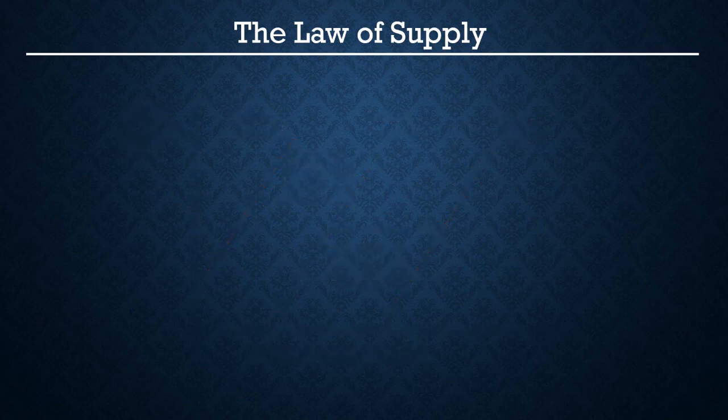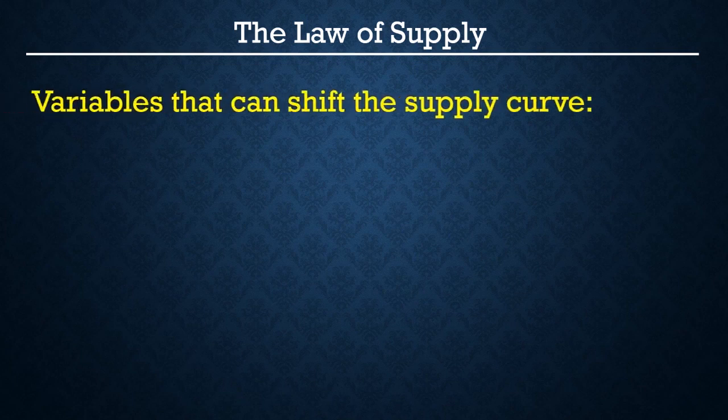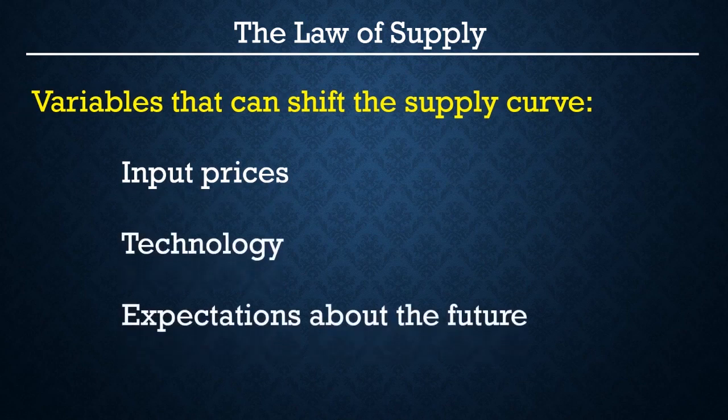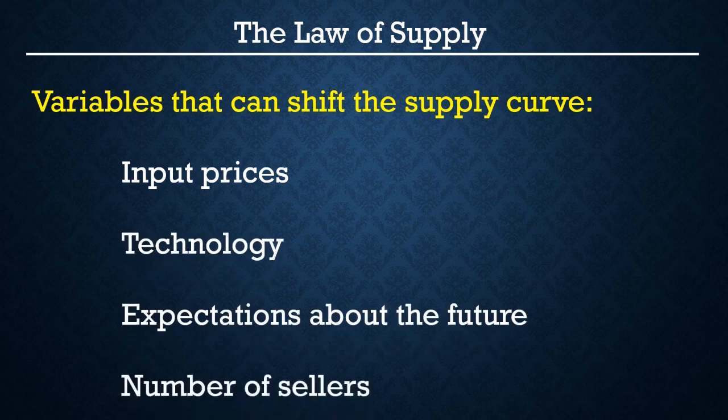Just as with demand, you have several variables that can shift the supply curve. For example, you can have input prices, technology, expectations about the future, and the number of sellers. So let's take a look at all of these separately.